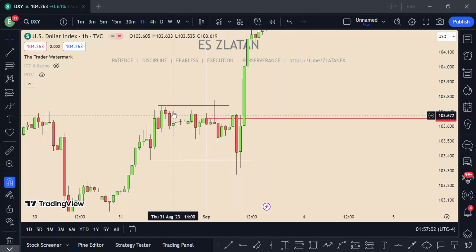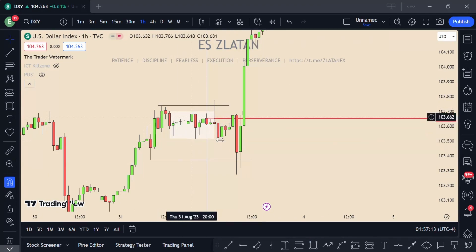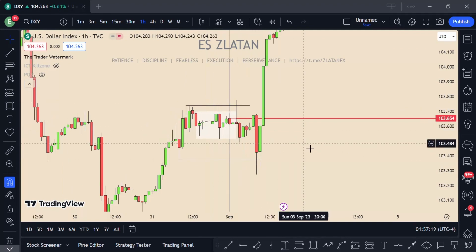So this was the range, and this is also a tiny range inside of it. This whole thing right here is a range. Okay, then you have a manipulation away from that range, and then we close back into the range, right?